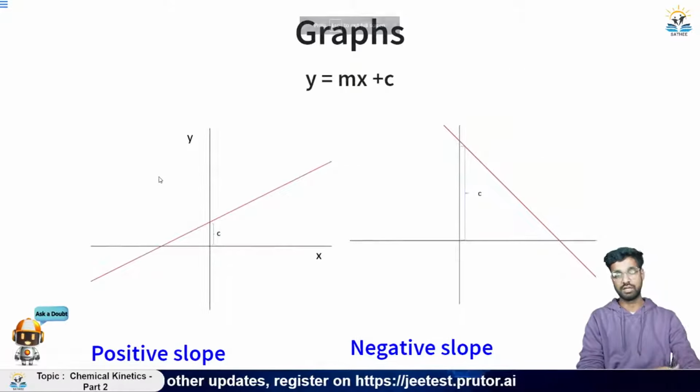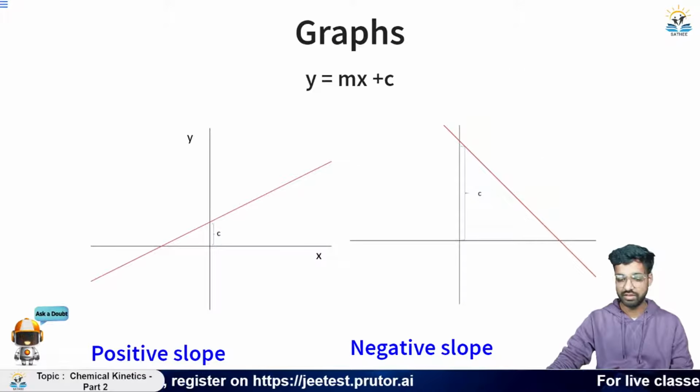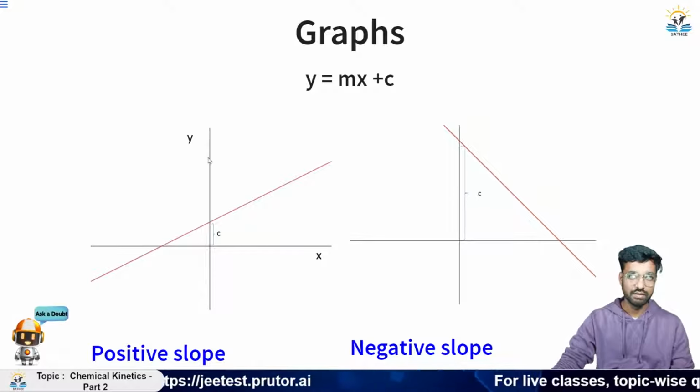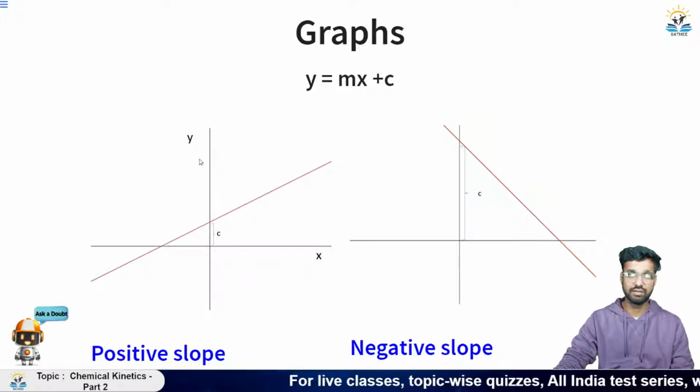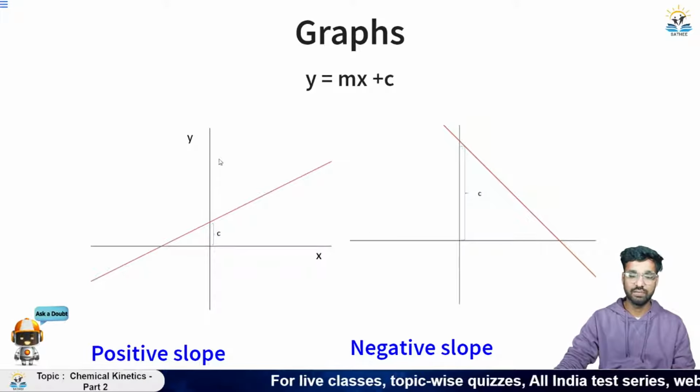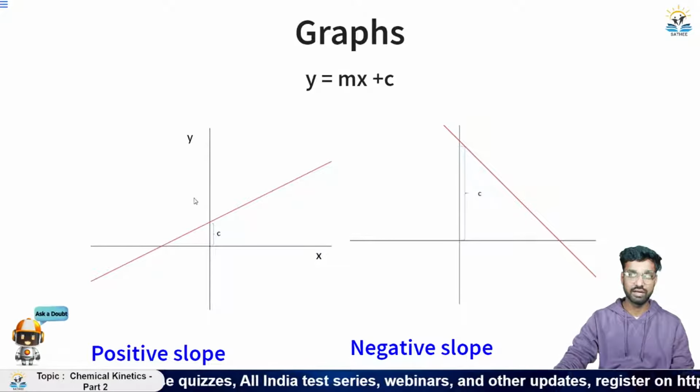Before moving to this section of chemical kinetics, we will study some graphs. Basically, you have to draw multiple types of graphs in chemical kinetics, for the first order and zero order reactions. For that reason, first we will deal with the graphs.